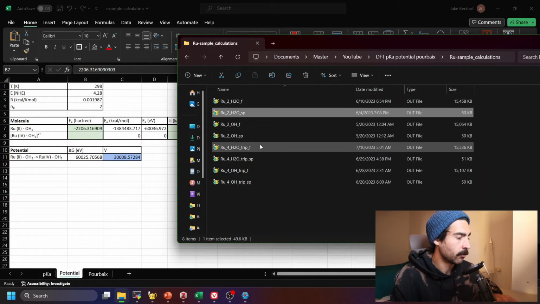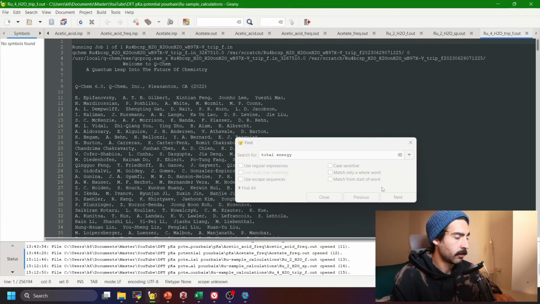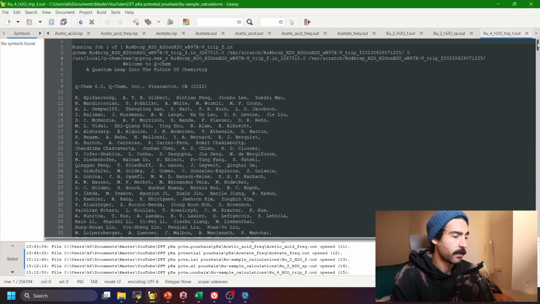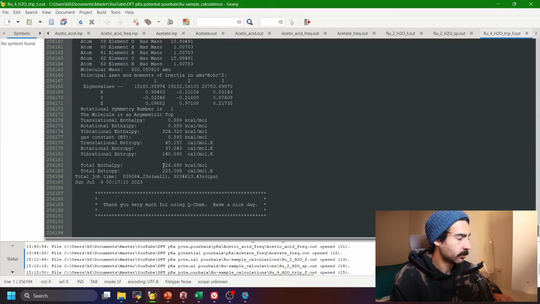We can look at the output for our triplet ruthenium-4 aqueous species. First, for the thermodynamics, we have an enthalpy of 326.690 kcals per mole.